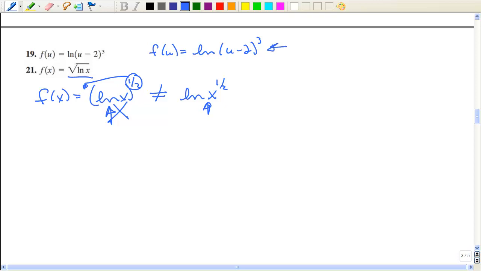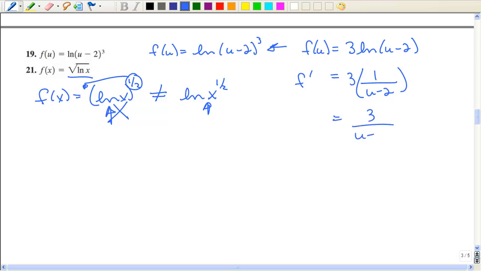So on this problem, we can use that rule that allows us to bring that exponent down in front of the logarithm and then take the derivative. So the u minus 2 goes in the bottom, the derivative of that is 1, and you're done. But what about number 21?